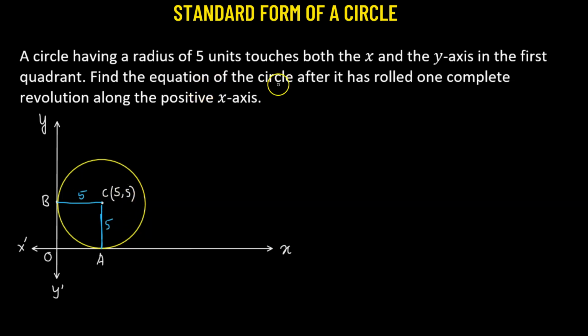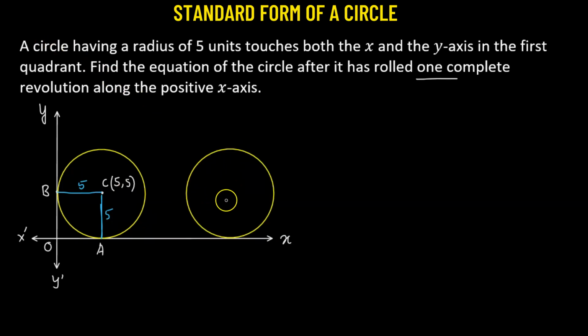We need to find out the equation of this circle, which has undergone a revolution along the positive x-axis. So it is going to revolve along the positive x-axis, and after completion of one full rotation, we need to find out the equation of that new circle. So let's say that this is the new position of the circle. Now clearly we observe here that the coordinate of the center has now changed. So we're going to label it as C prime. So we will need the information about coordinate of the new center. However, the radius is going to still remain as 5 units.